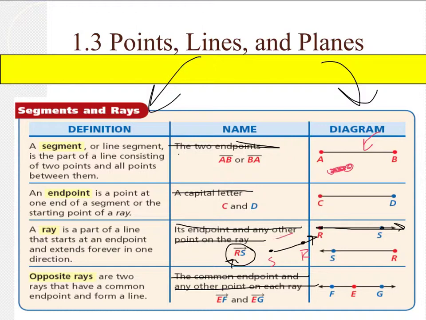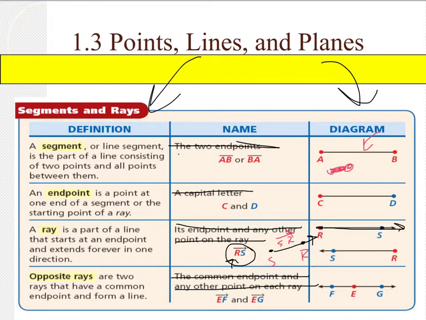This would be ray SR. Okay, so be careful. Do not make the mistake of writing down a point instead of an endpoint when naming your ray. So your ray, that first letter in your ray, is going to be your endpoint.